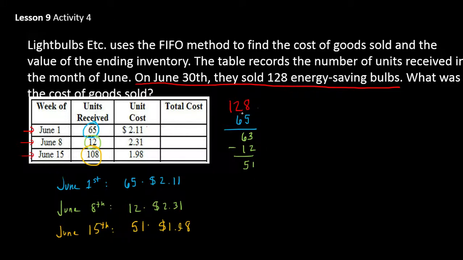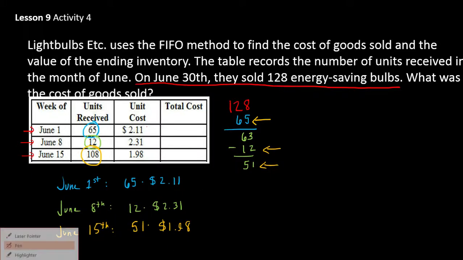So you can see how I figured out how much inventory I sold from each date. I start by selling off all of my oldest stuff from June 1st, then all my stuff from June 8th, and whatever else I sold came from June 15th.